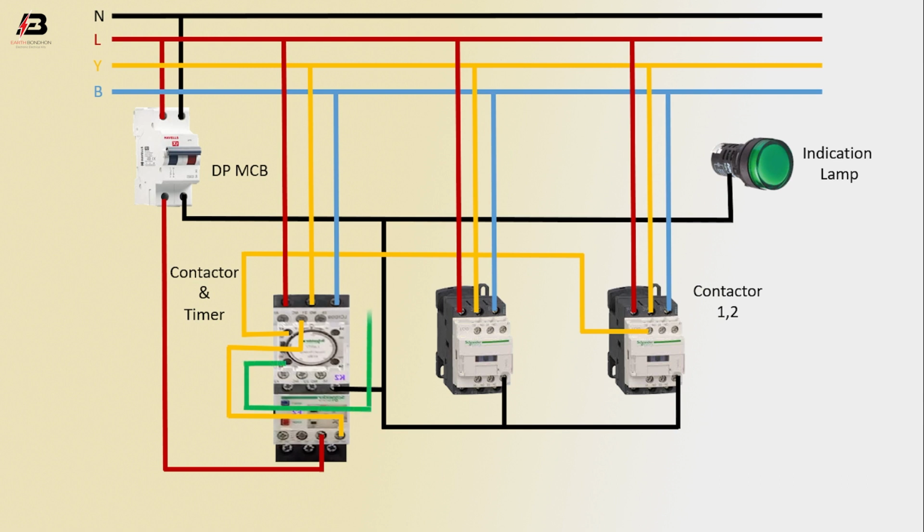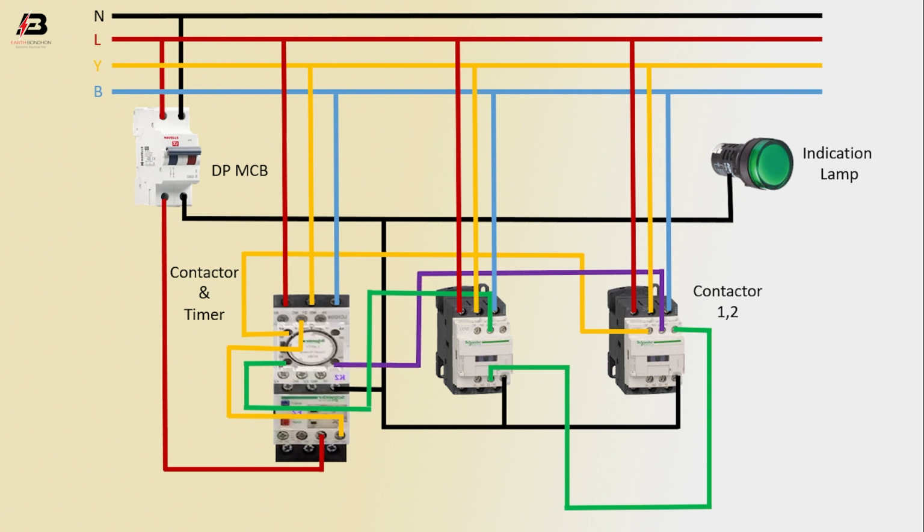contactor and timer to connect contactor 1, another connection from contactor 1 to connect contactor 2, again another output connection from contactor 2 to connect timer, output connection from contactor 2 to connect indication lamp, again another coil connection to contactor 1, output connection from contactor 2 to connect timer, another connection to timer.